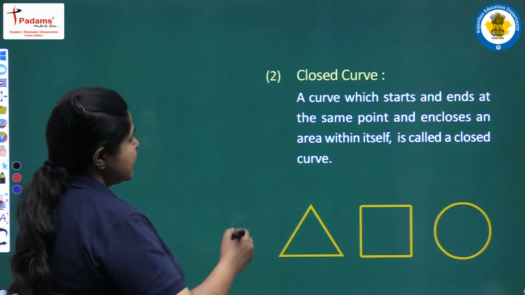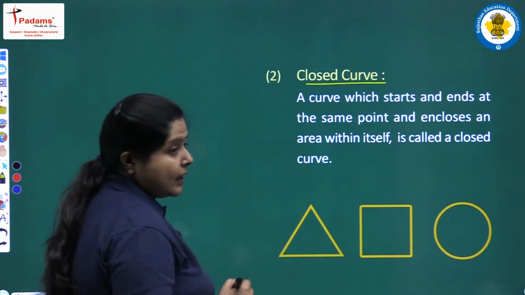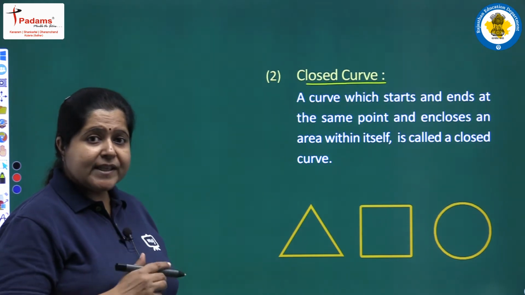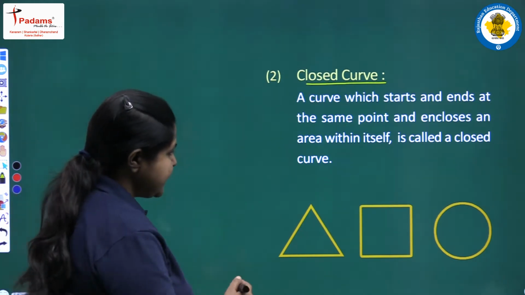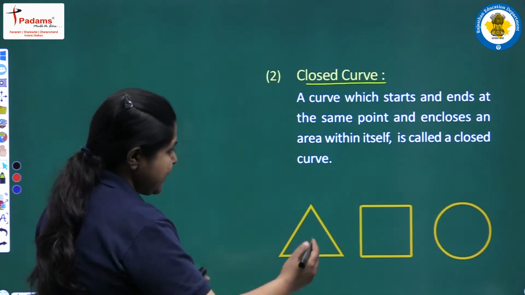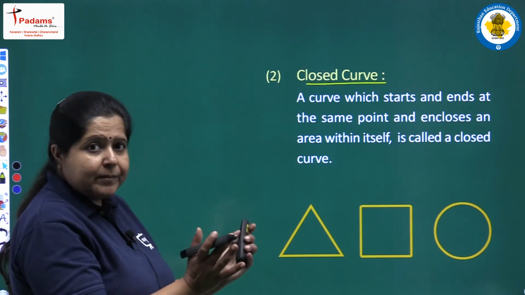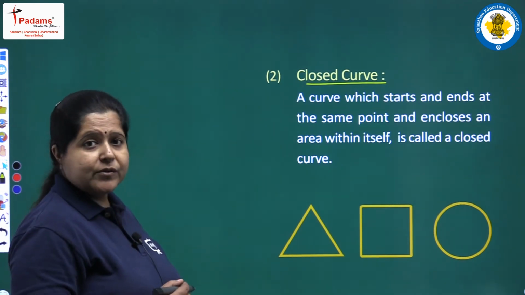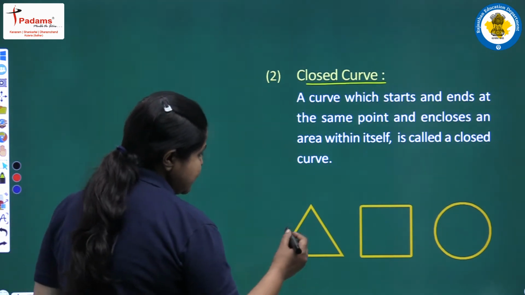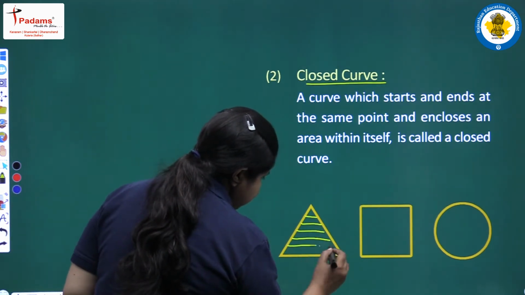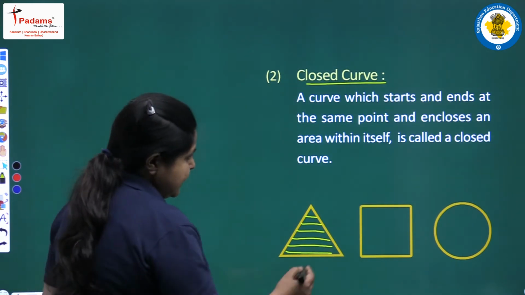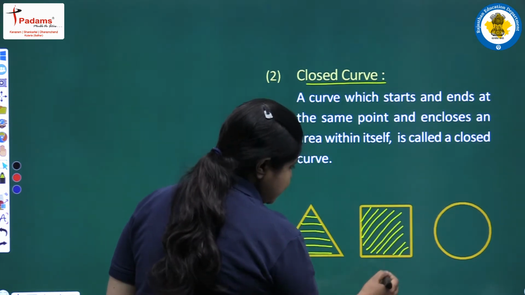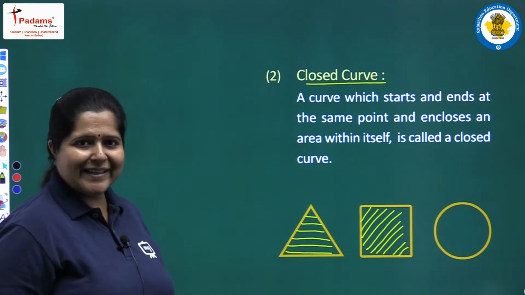Next, we have a closed curve. A curve which starts and ends at the same point and it encloses an area within itself. These are some of the closed curves. You can see they are all closed. There is no open mouth in them and we cannot identify the starting and the end point also in these figures. And we can also see that this area is being enclosed inside them. Here also this is the area being enclosed by this closed curve. It is packed, closed. Clear to you?